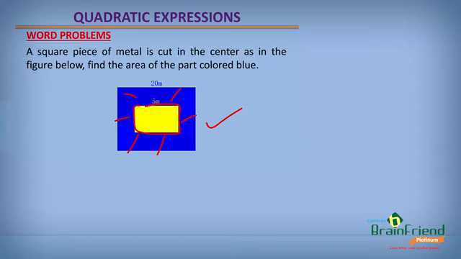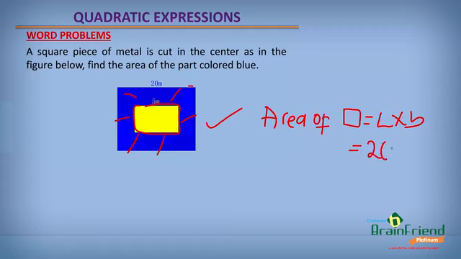So what do we do? We know that the area of a square is equal to length times breadth. So the area of the actual square is 20 times 20, which is the same thing as 20 squared.